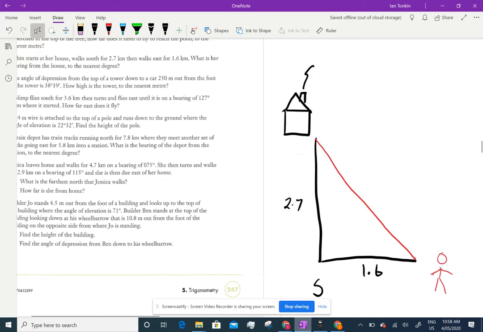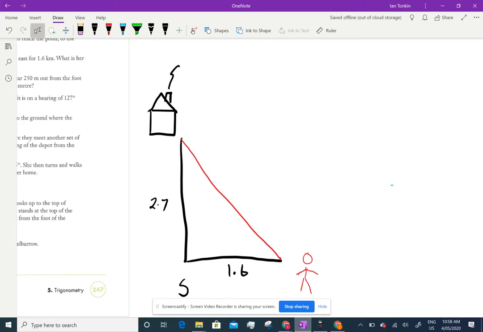Okay, so I have to work out her bearing from the house. So I have to work out this angle in here, because her bearing is going to be south, that angle east. That's her bearing as a compass bearing. I'm going to come back to this question and work out her bearing as a true bearing. We'll do that later. So I've got to work that angle out.